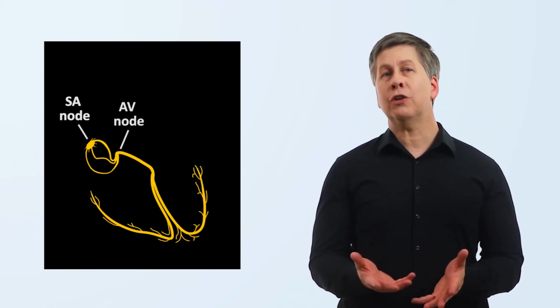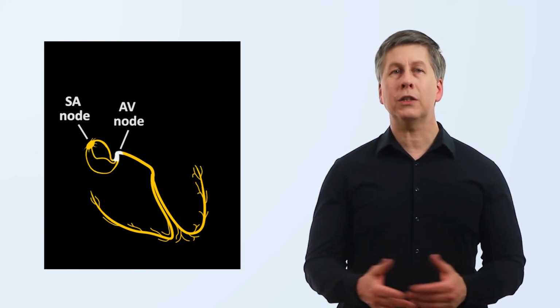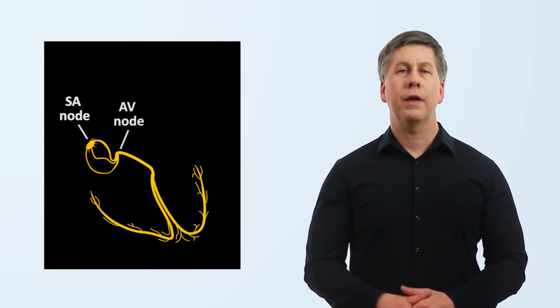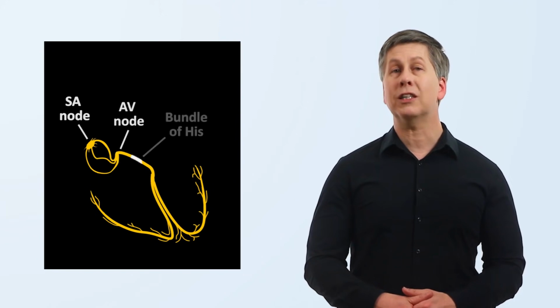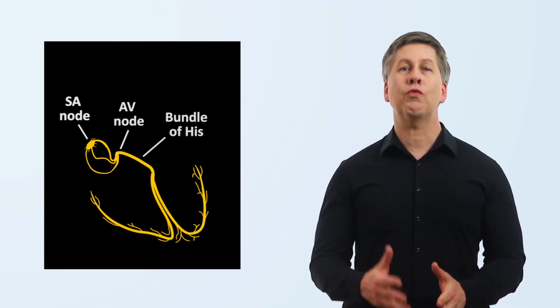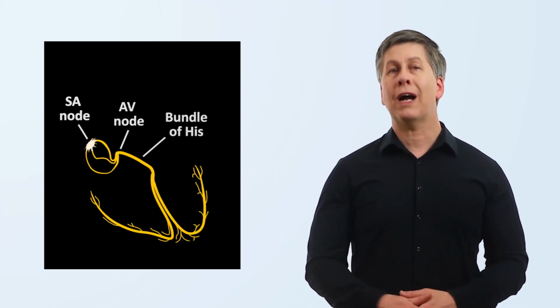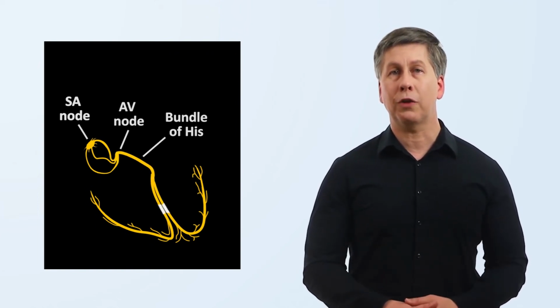After holding up the signal by 100 or so milliseconds, or a tenth of a second, the AV node lets it continue through a band of conducting fibers called the His bundle that divides into right and left bundle branches, which travel to the right and left ventricles respectively.